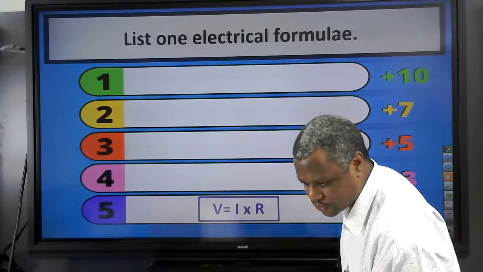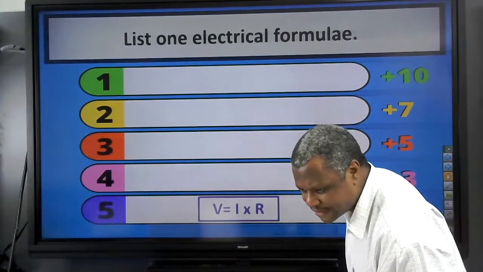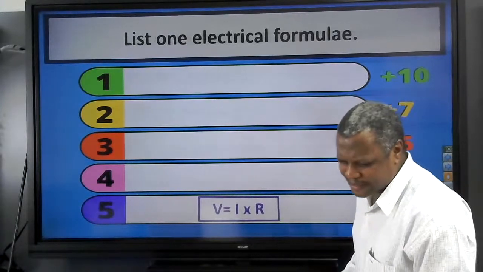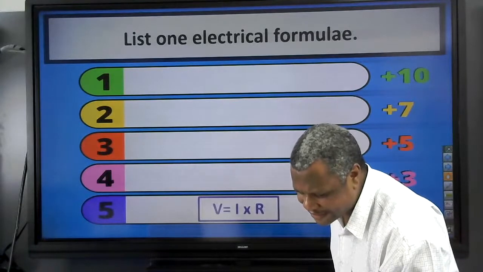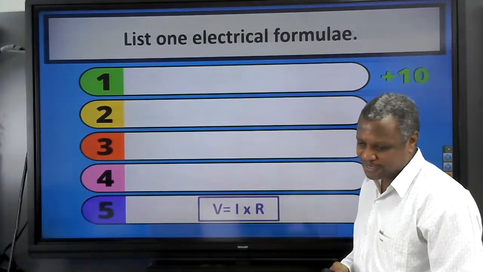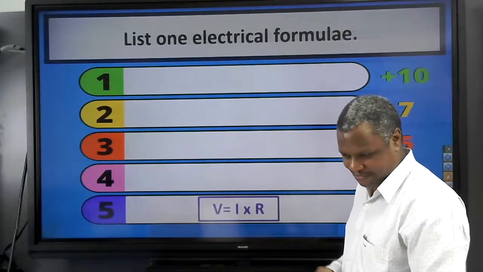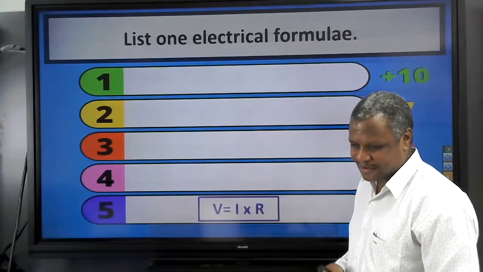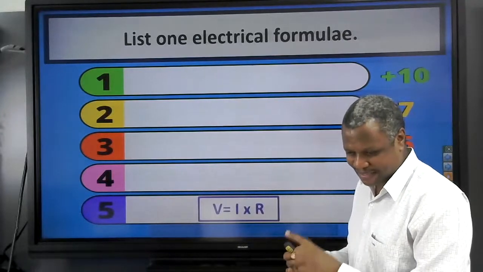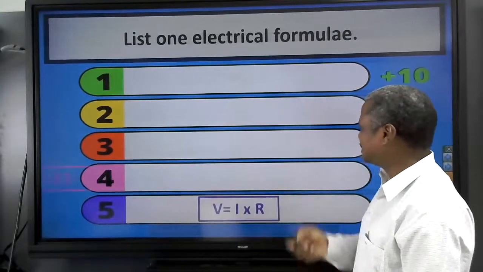P equals W over T, correct. Power equals work over time, correct. This is number 10. 1 over R equals 1 over R1 plus 1 over R2, etc. Perfect. R series, R1 plus R2 plus R3. All your answers actually are correct.